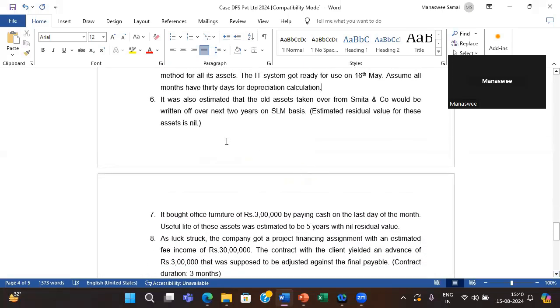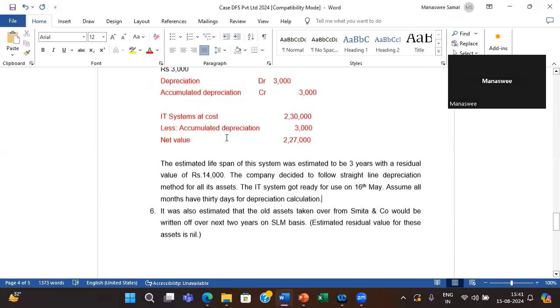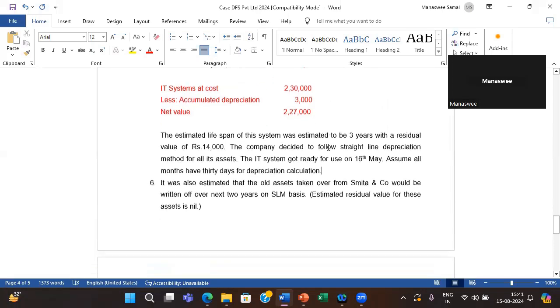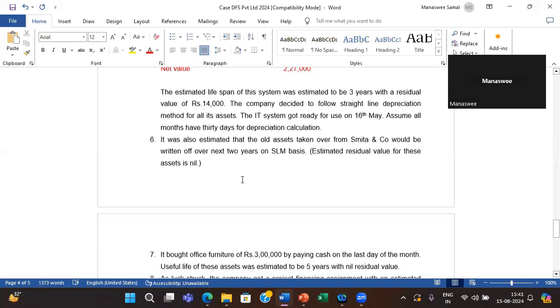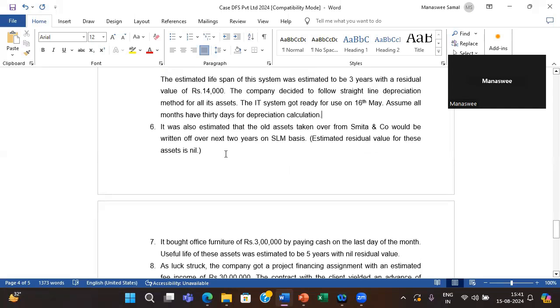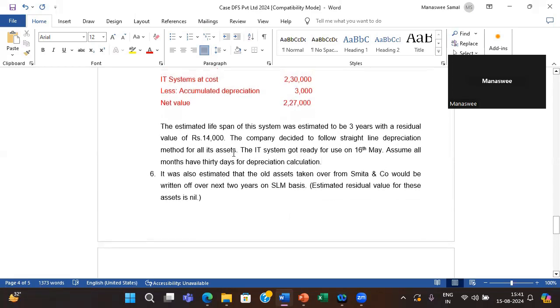Now you must be noticing why I have created this small case for you. My intention is not just to repeat the journal entries, but to bring in some additional discussion or concepts into the picture, like this point I just mentioned here. The old assets taken over from Smita and Co would be written off over the next 2 years on SLM basis. Let us go back to the balance sheet.